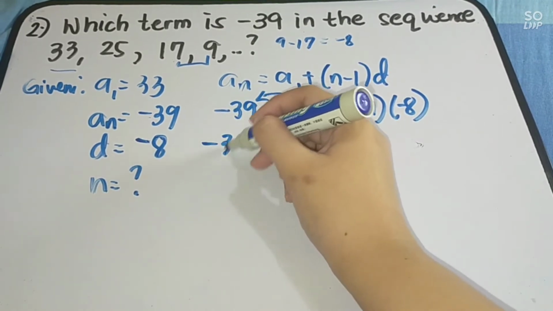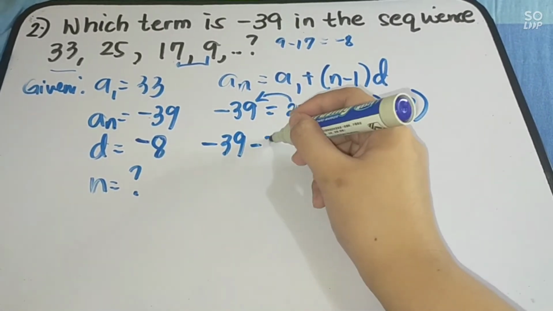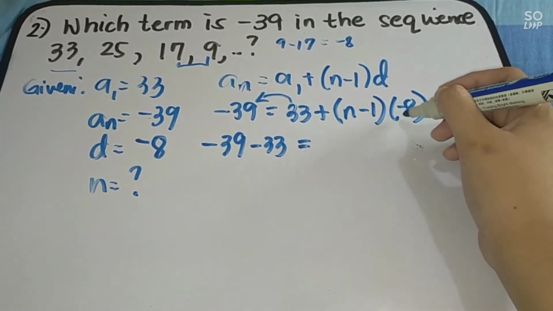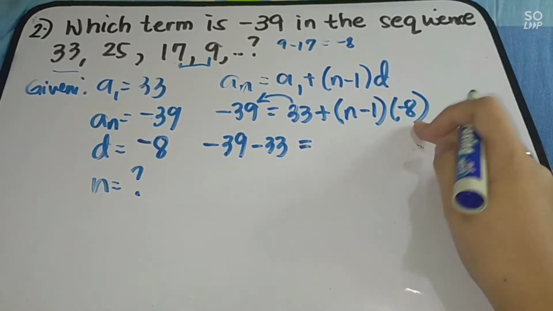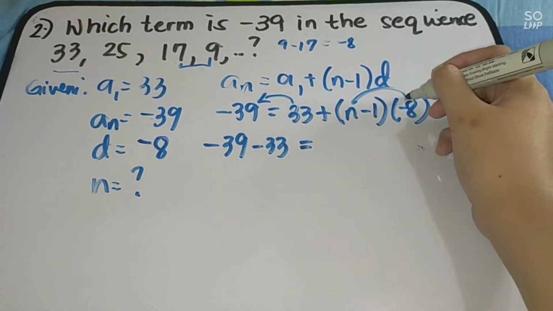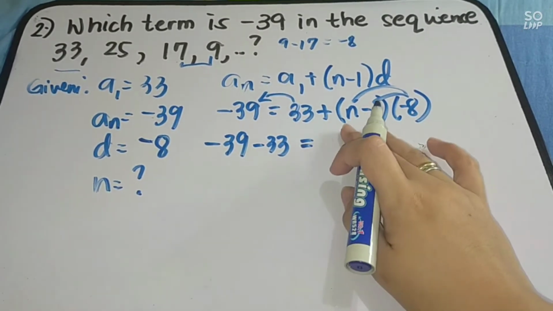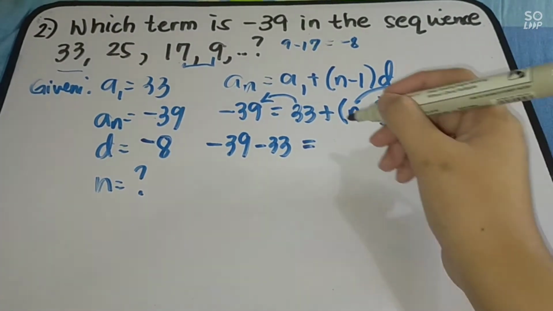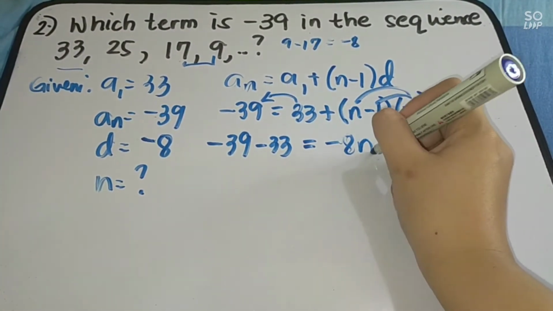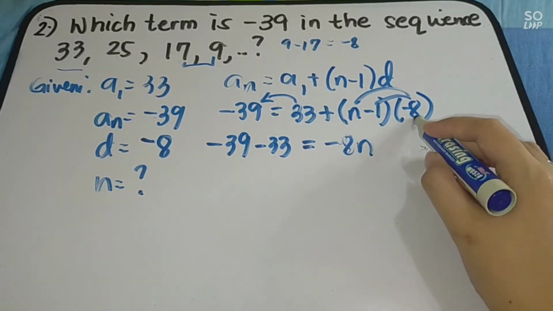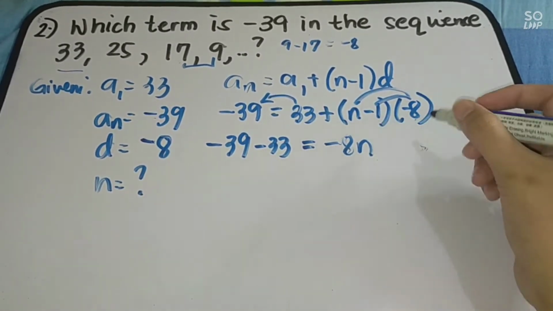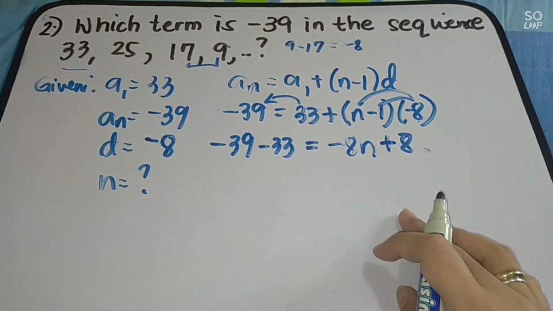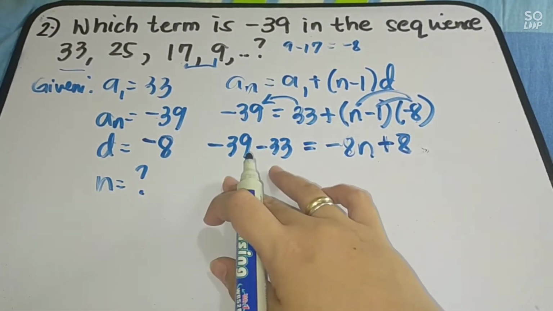So, negative 39, then it becomes negative 33. Is equal to, this one, since we have a binomial and a monomial, you are going to distribute. Mumultiply mo yung negative 8 dun sa binomial mo. So, negative 8 multiplied by n, it becomes negative 8n. Next, negative 8 times negative 1, it becomes positive 8. Yan. Then, after that, simplify mo to.